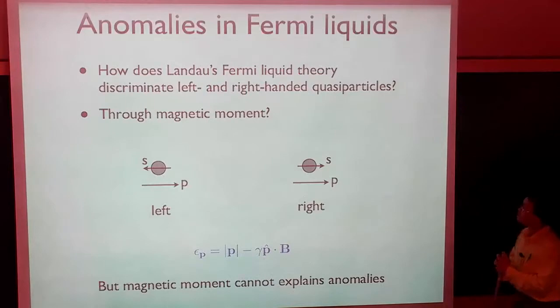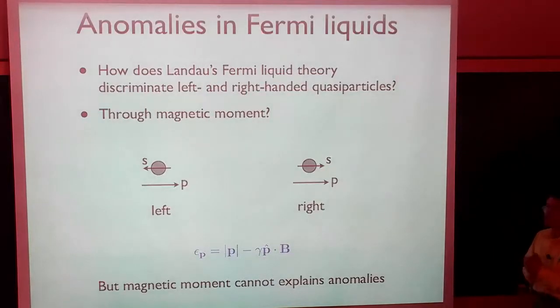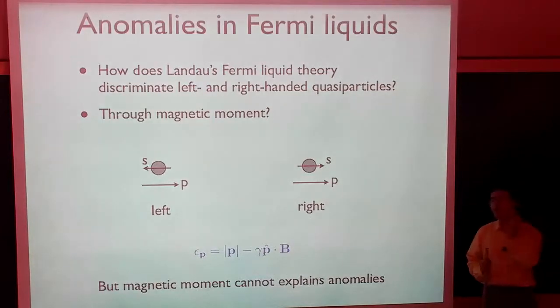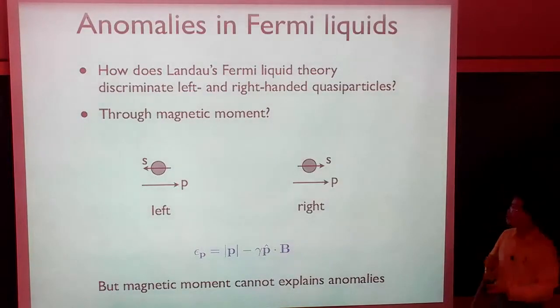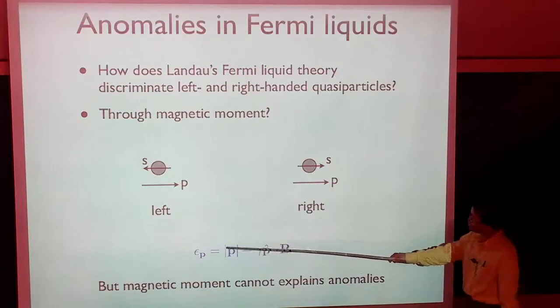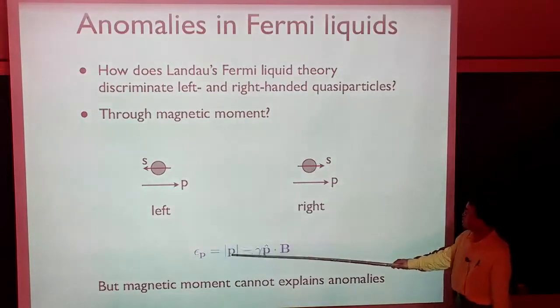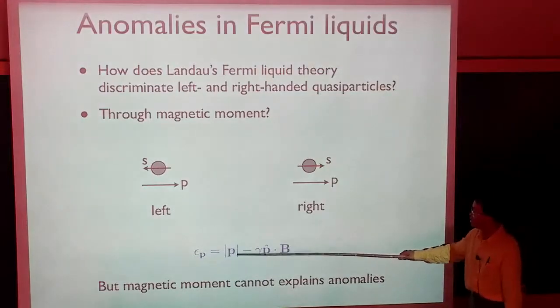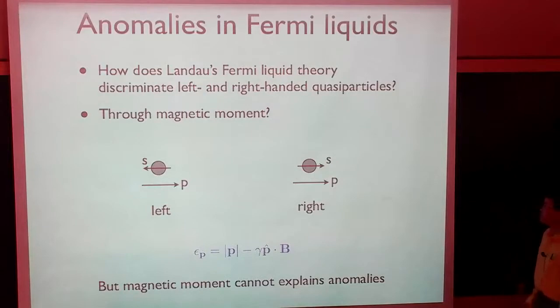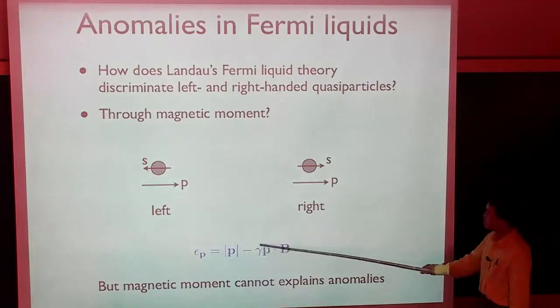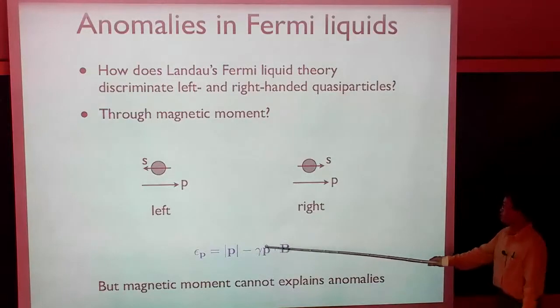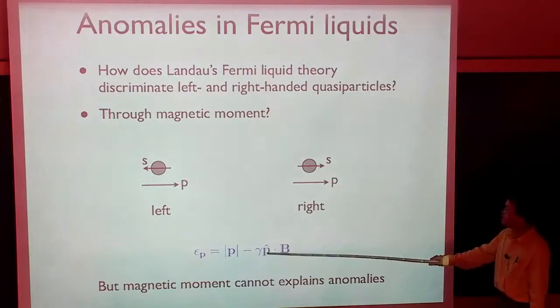So one of the simplest thoughts one might have is that this discrimination happens through the magnetic moment of the quasi-particle. That means that these quasi-particles interact with electromagnetism not only through the minimal coupling, but there is also some non-minimal coupling. Basically, the energy of a particle is equal to p, the absence of magnetic field energy, maybe plus or minus some gyromagnetic ratio gamma times the product of the unit vector p̂ times B.